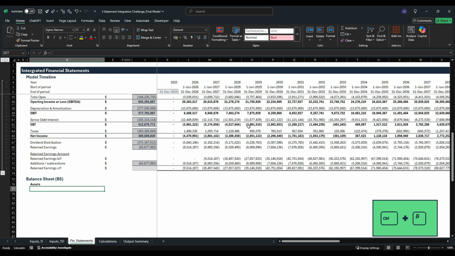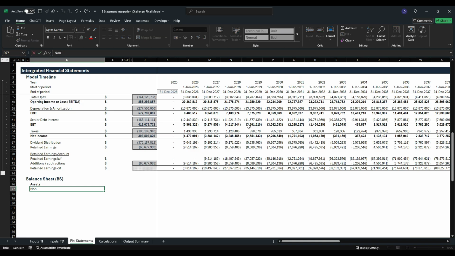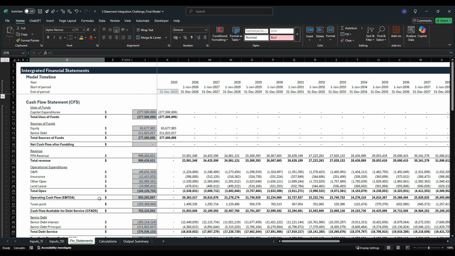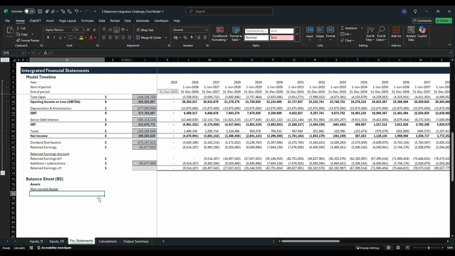Bold this. And by accounting standard, we start with non-current assets. Underline this. And these are our capital expenditures, but I don't want to name them capital expenditures because on the balance sheet we would actually refer to such a thing as property, plant and equipment.